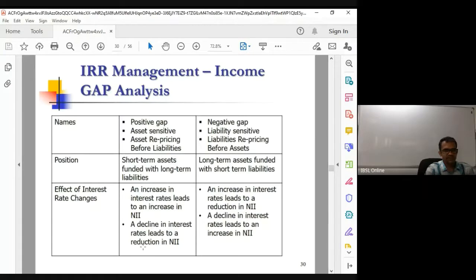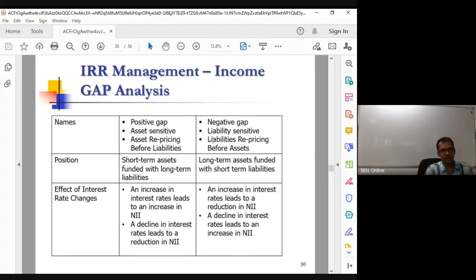So again, this is a sort of summary. Positive gap, we call it asset sensitive. In that case, assets are repriced before liabilities, as in the previous positive gap, because assets are maturing before the liabilities. Then the reinvestment is at new interest rates. That's why we call it asset repricing before liabilities. So therefore, the net interest income will depend on the repricing of the assets, not the repricing of the liabilities. So this will have an impact on the interest income.